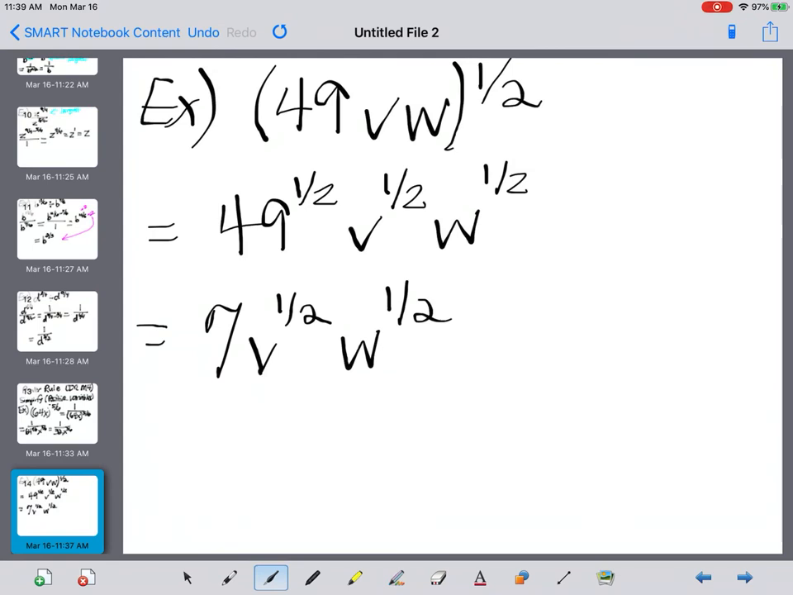Of course, this could also be written as 7 square root of VW. That also would be the same thing. But for our purposes here, we're just going to leave it like this. So that's really all there is to say about M4, I do believe.